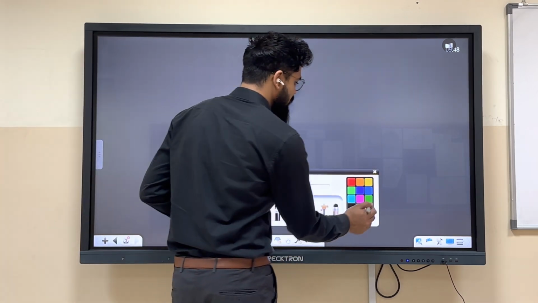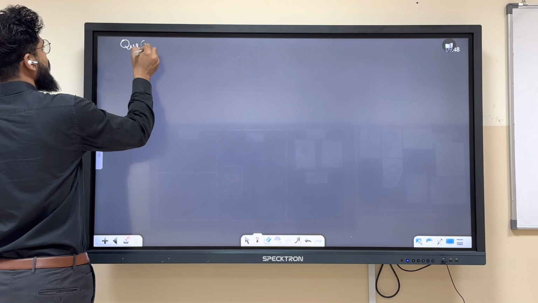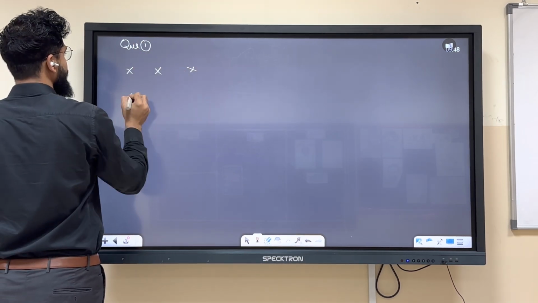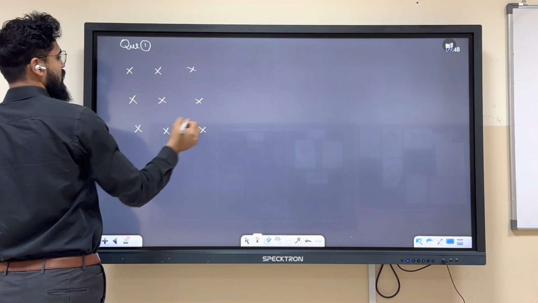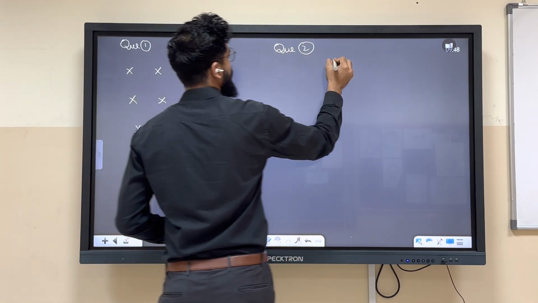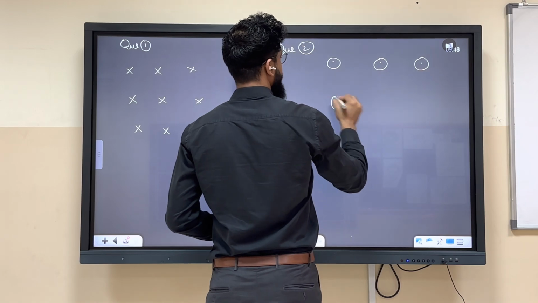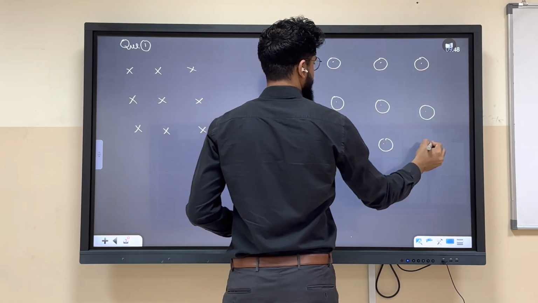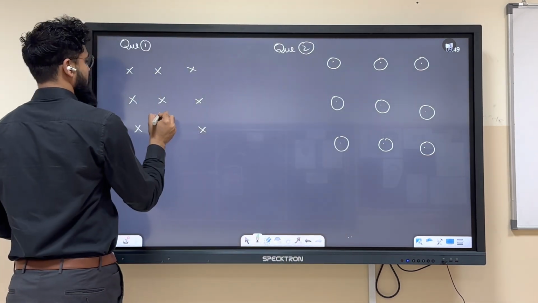Now, the question comes like this. Question 1: magnetic field is inside. Question 2: magnetic field is outside.